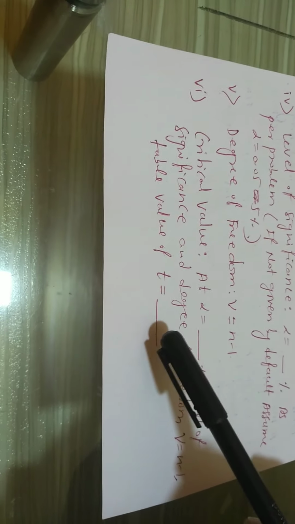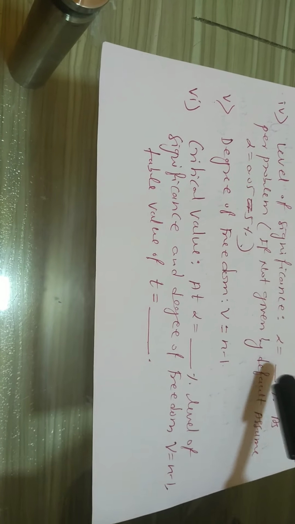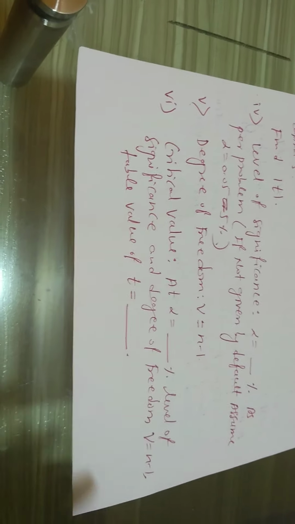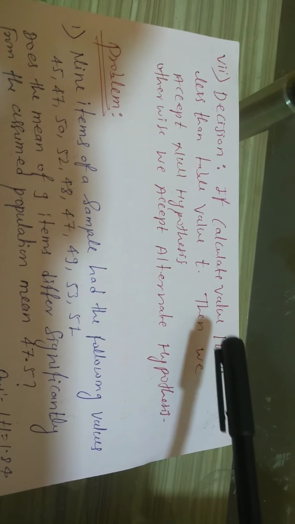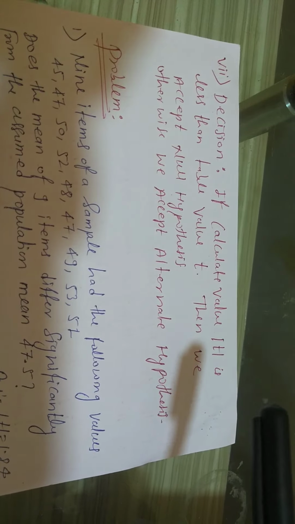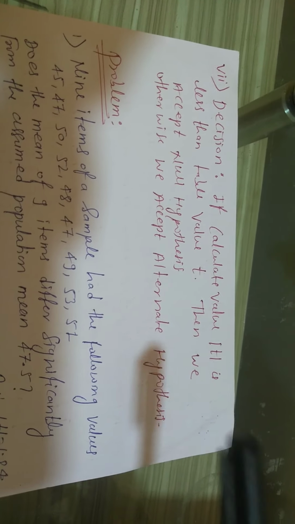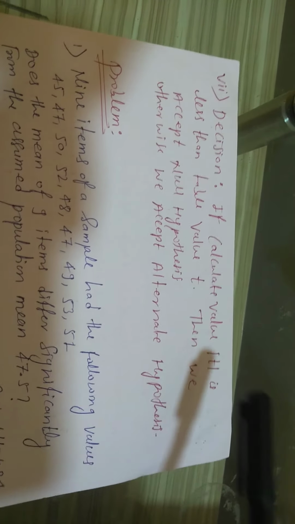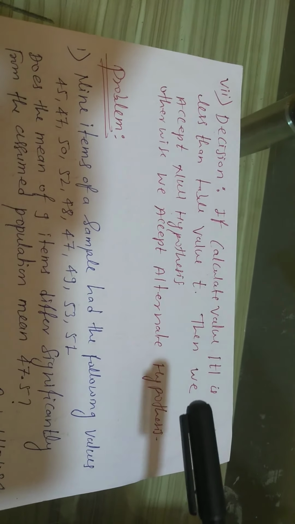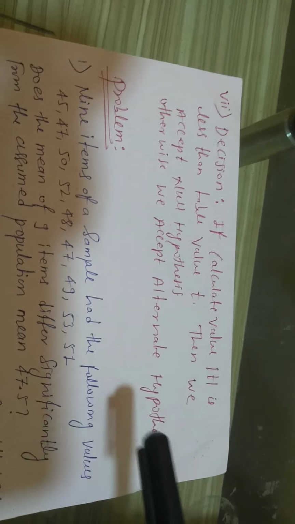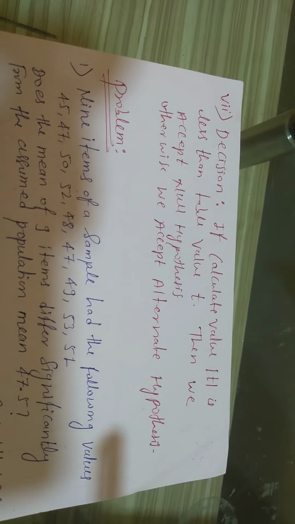Then the last step, step 8, is the decision. We have to take a decision. If the calculated value of mod t is less than the table value of t, then we accept the null hypothesis. Otherwise we accept the alternate hypothesis. That means if the calculated value is greater than the table value, we accept the alternate hypothesis and reject the null hypothesis.